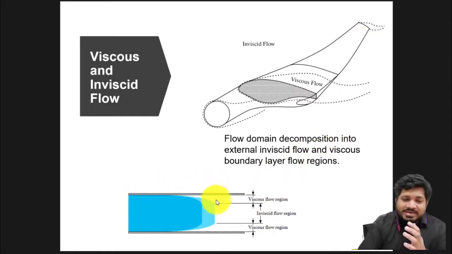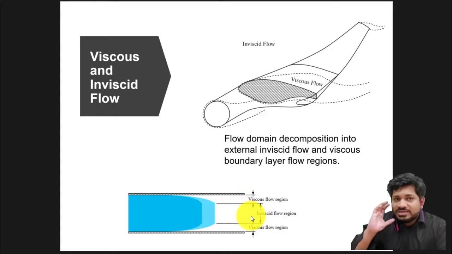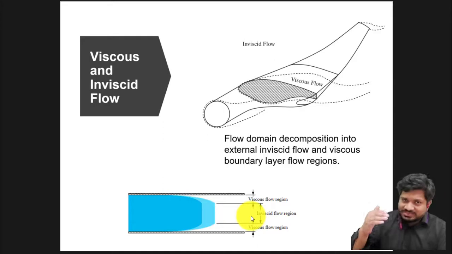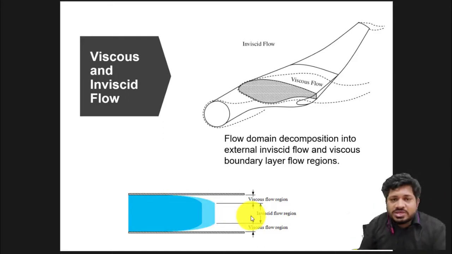Here you can see in a pipe that we have a viscous flow region, and then in the central line we have an inviscid flow region, where the frictional effects are negligible. When the frictional effects are negligible, we obviously have a uniform velocity profile in that region. This is something that we will learn in chapter number 6 of your book. So this is viscous and inviscid flow.